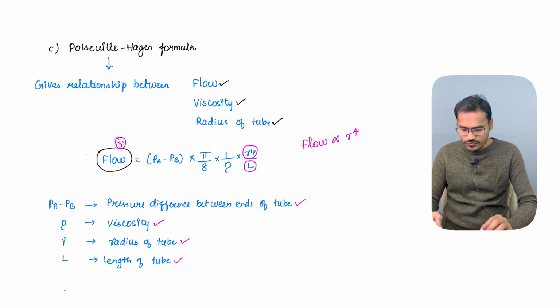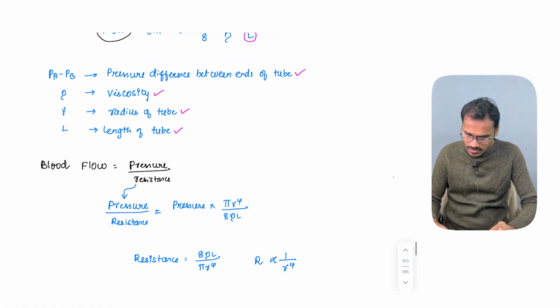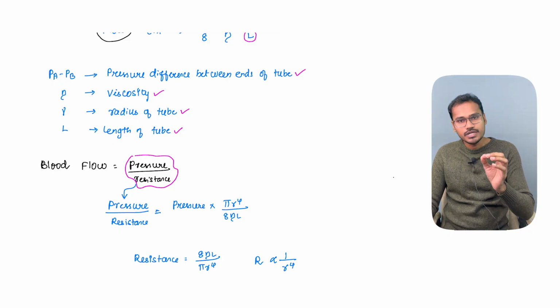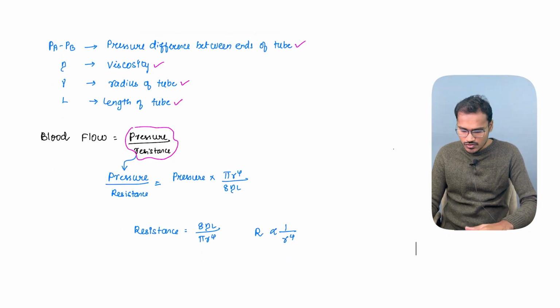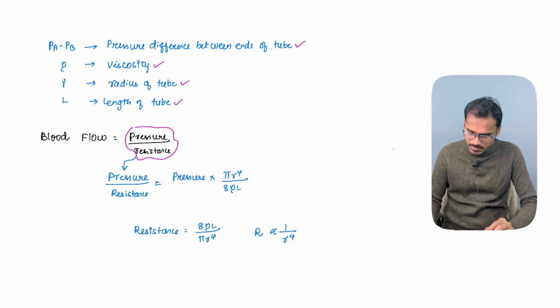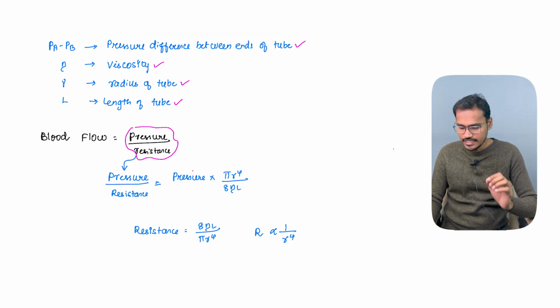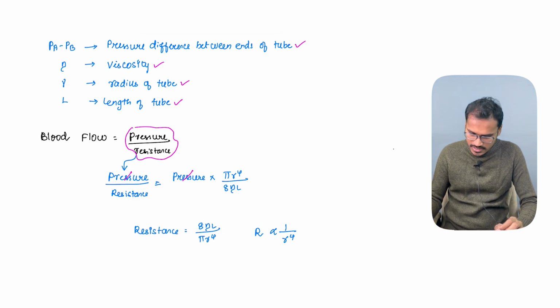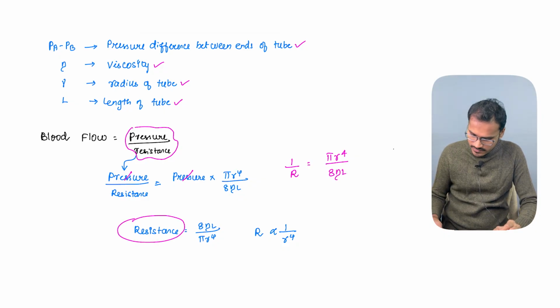Next, all of us study the formula that flow is nothing but pressure upon resistance. At the start of the session, I told you to remember this. If you substitute pressure upon resistance on one side and pi r power 4 by 8 eta L on the other, the pressure on both sides gets cancelled, and 1 by resistance becomes pi r power 4 by 8 eta L. So if you reverse that, the resistance becomes inversely proportional to the radius to the power of 4.